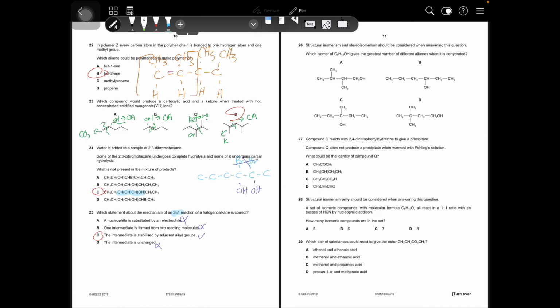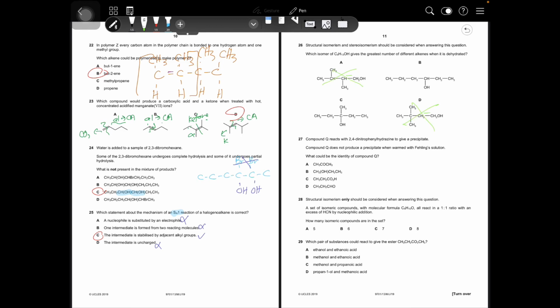In this next question, we need to consider both structural and also stereoisomerism. So we have 4 types of alcohol, and which alcohol will give the greatest number of different alkene when it is dehydrated. For A and for D, these are primary alcohol, which upon dehydration it will turn into an alkene where the double bond will be at the first carbon. When you have a double bond at the first carbon, there will be no stereoisomerism. Hence, A and D will produce only one product. So we can eliminate them.